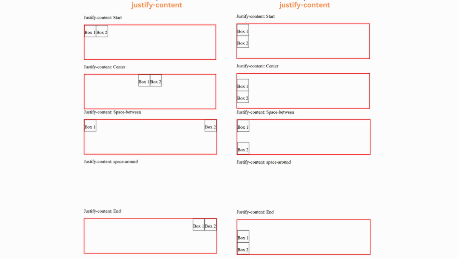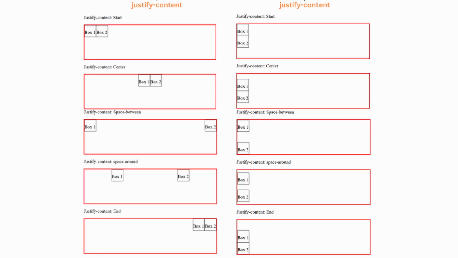Space between, which adds space between the elements until they touch the neighboring elements. And space around, which has a similar function to space between but also adds space outside the elements. There is half the space in between the elements.